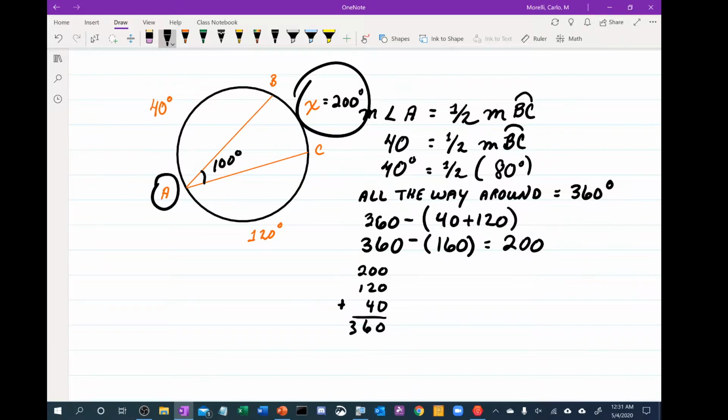The big key is that the measure of an arc is twice the measure of an interior angle. And the measure of an interior angle is half the measure of the arc.